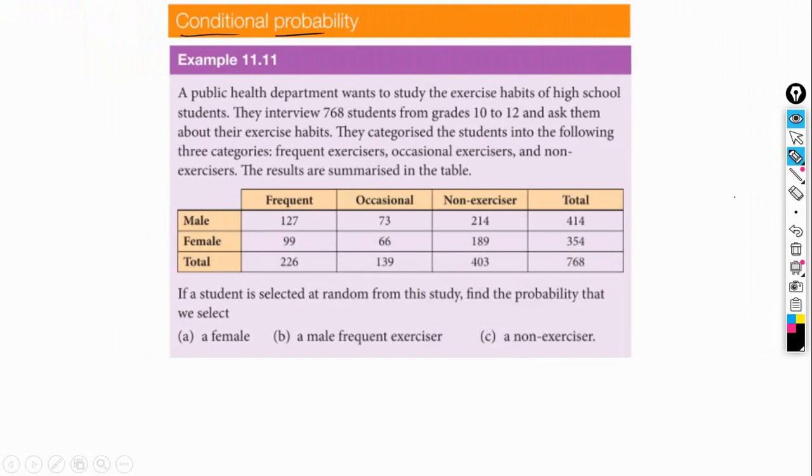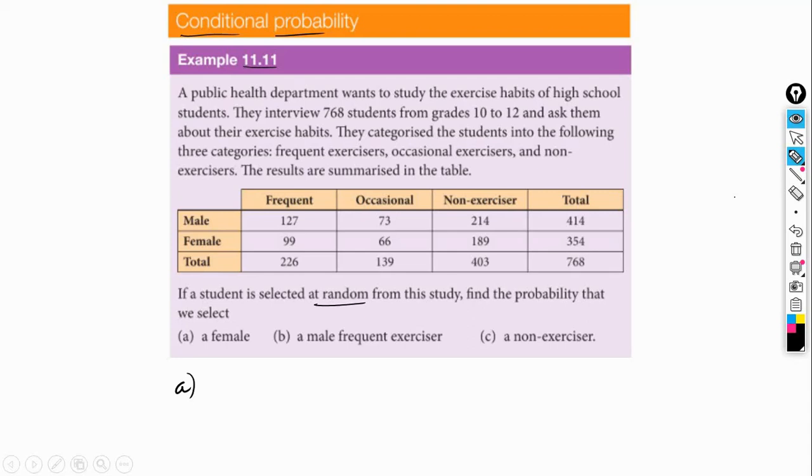Let's start by doing example 11.11. It says, a public health department wants to study the exercise habits of high school students. They interview 768 students from grades 10 to 12 and ask them about their exercise habits. They categorize the students into the following three categories: frequent exercisers, occasional exercisers, and non-exercisers. The results are summarized in a table. If a student is selected at random from this study, so that's from the whole group of students, find the probability that we select a female.